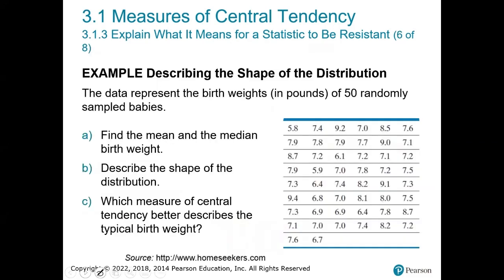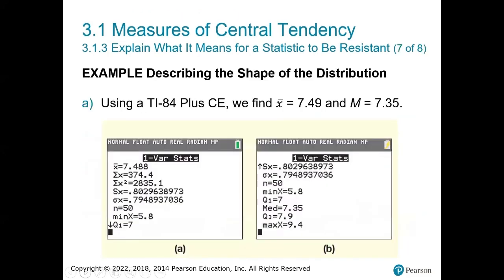All right, so we're not going to hand calculate this. I'm just going to show you on the previous slide here. If you had a TI-84 and you wanted to run your summary stats, this is how it would spit it out. I will go through and show you how to do it in StatCrunch here. The mean is 7.49 and the median is 7.35. Okay, so these two values are really close to each other.